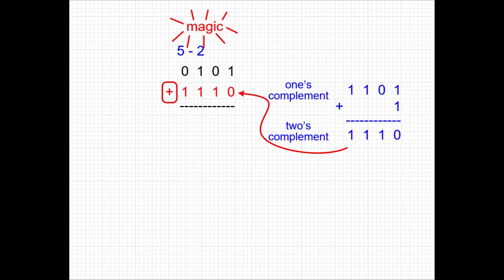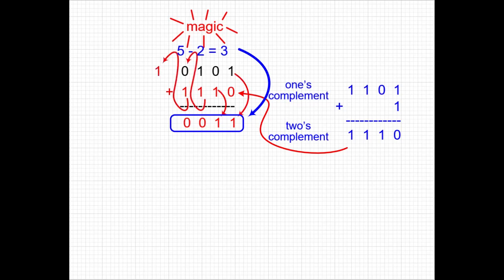And I'll repeat that just to make sure you get the important point. We add the 2's complement. You see, we know how to add binary numbers. And when we do, we get, magically, the correct answer.